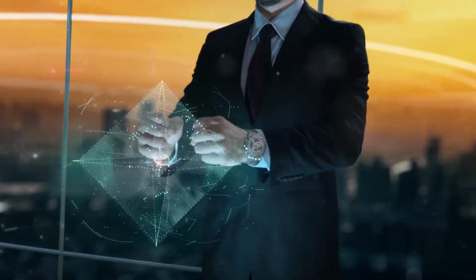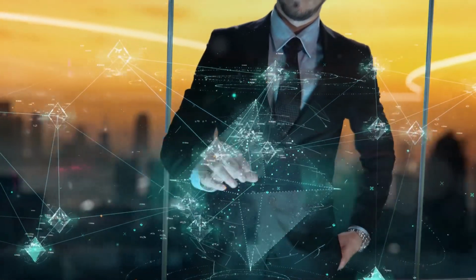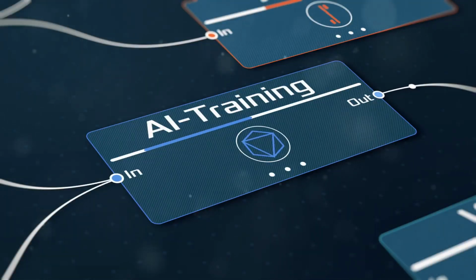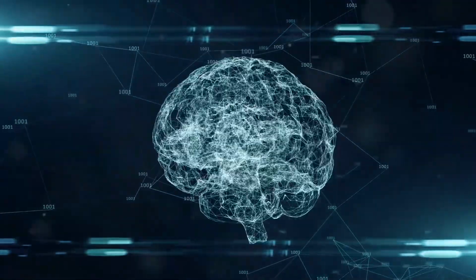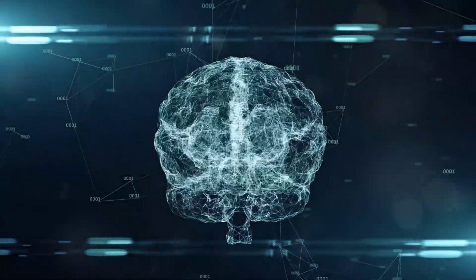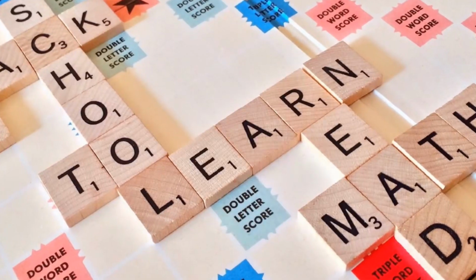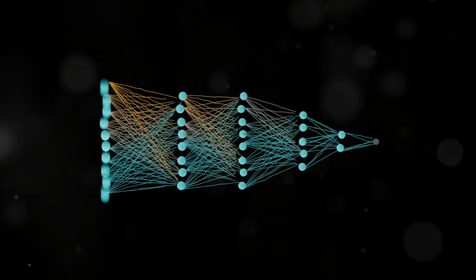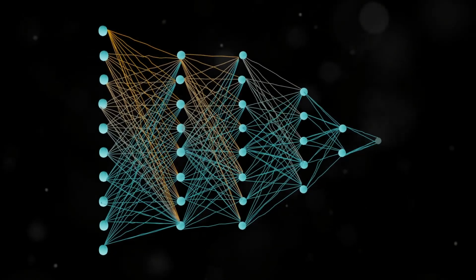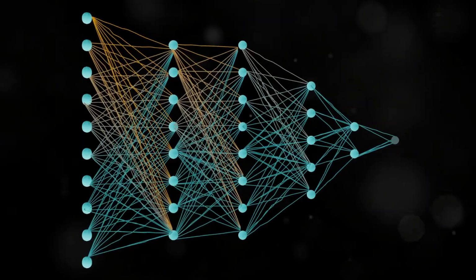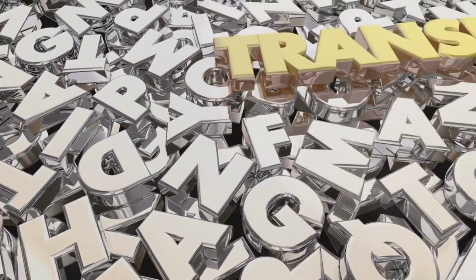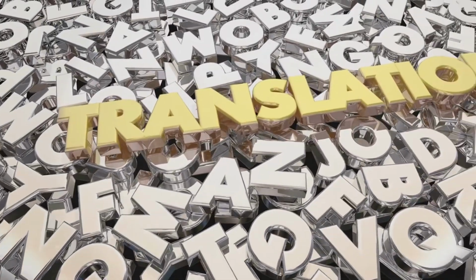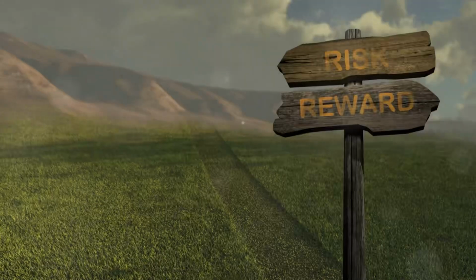Reinforcement learning also plays a role in large language models like GPT-4. Although these models primarily use supervised learning during their training, reinforcement learning is used in fine-tuning stages to improve their performance. For example, reinforcement learning from human feedback, or RLHF, can be used to align the model's responses with human preferences. This involves humans providing feedback on the model's outputs, which is then used to adjust the model's behavior.